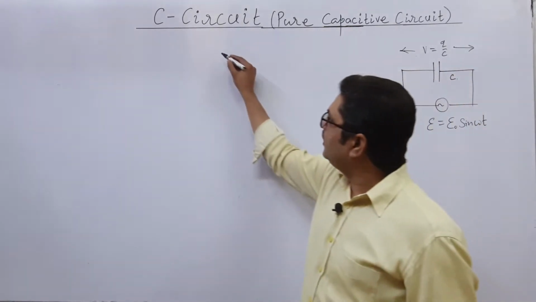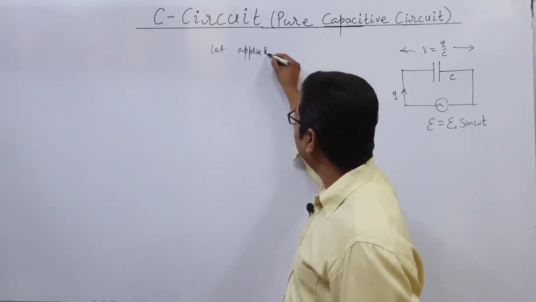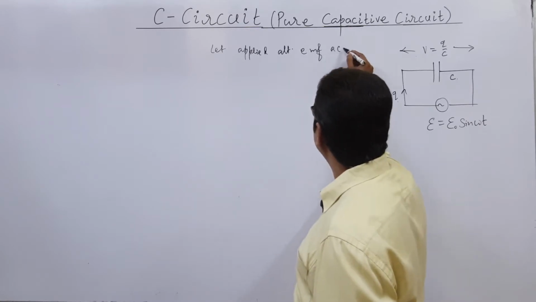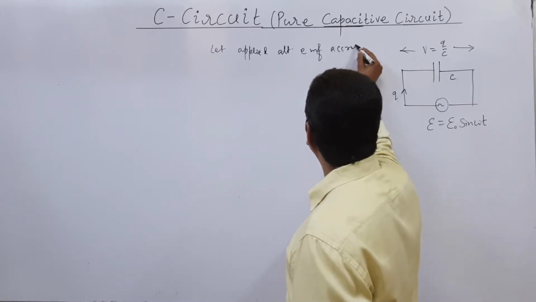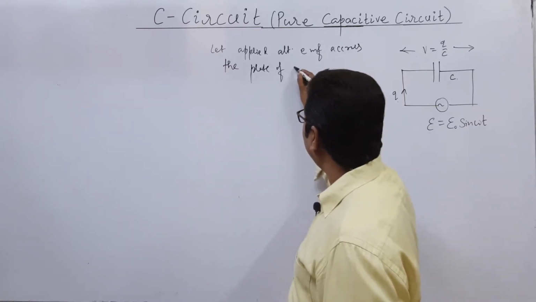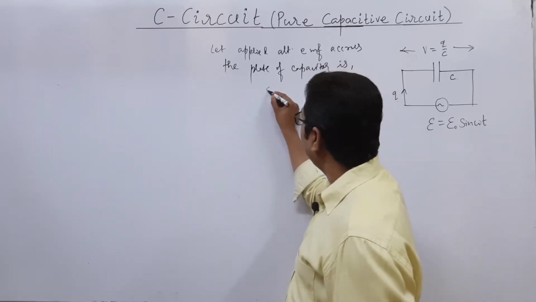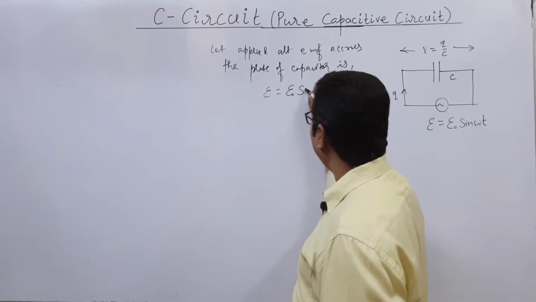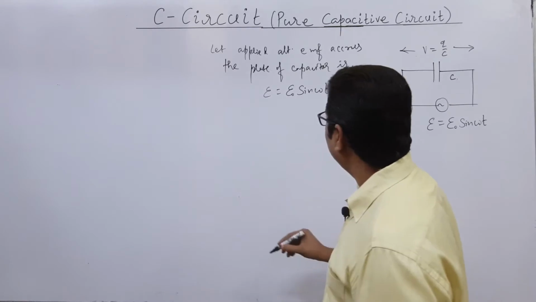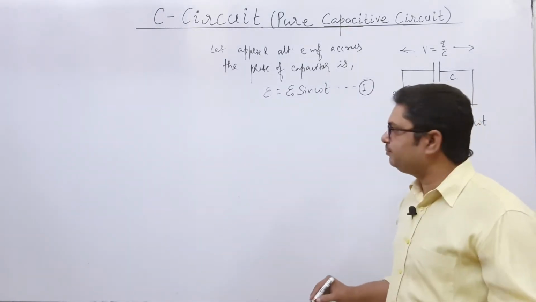Now we will write, let the applied alternating EMF across the plates of the capacitor be E equals E naught sin omega t. Let this be equation number 1. E equals E naught sin omega t. This is the applied alternating EMF.